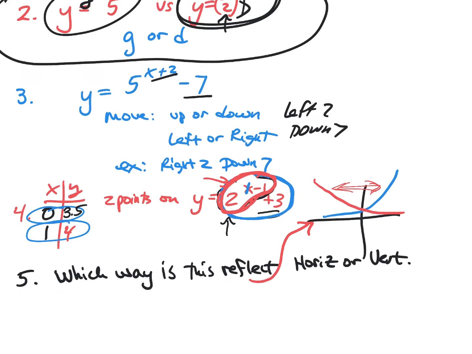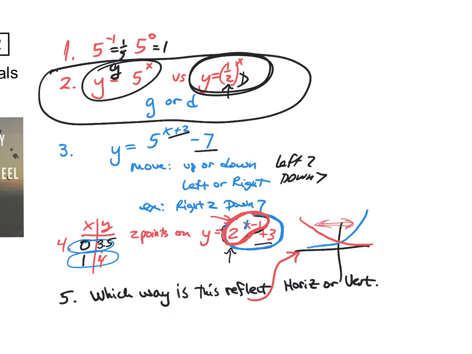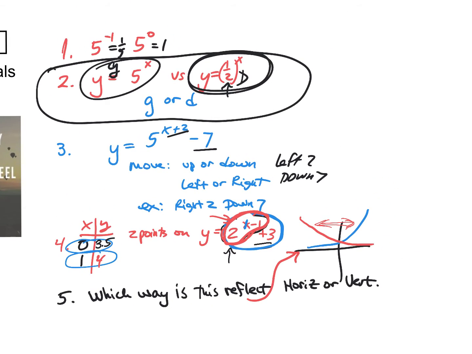So our answers, for those of you that were doing this video at home, I've got the answers up on the screen here. And the 2 points here, 0, 3.5, and 1, 4, I think that might have been the hardest part. And this was a horizontal reflection because it went left to right, so that's horizontal.